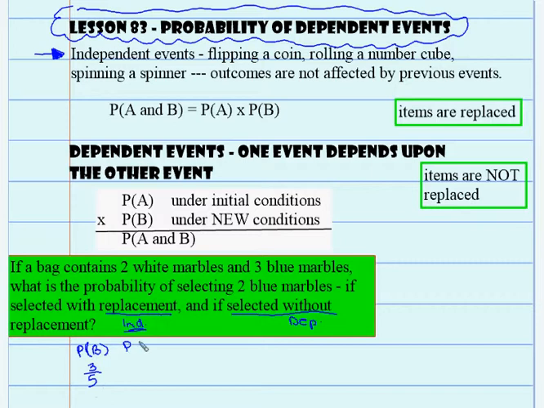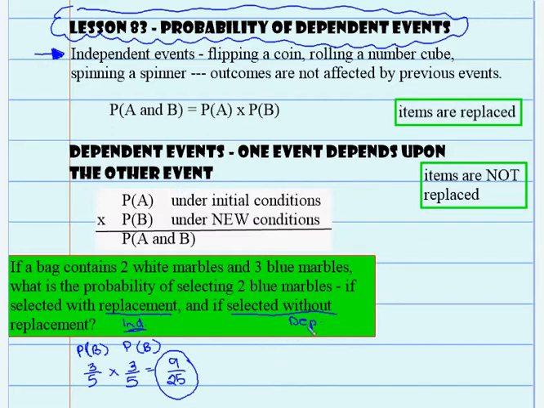What is the probability of getting a blue marble the next time? Now remember, I replaced the blue marble that I got the first time, so it's still 3 out of 5. And when I multiply them, I get the probability of the combined event is 9 out of 25. So the probability that I'm going to get 2 blue marbles, selecting one out of the bag and then another one out of the bag, is 9 out of 25.